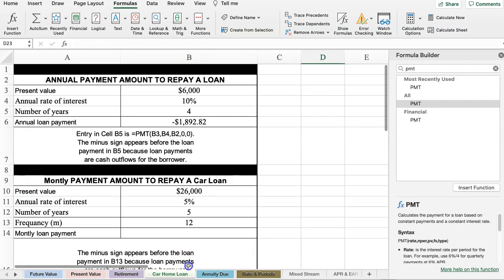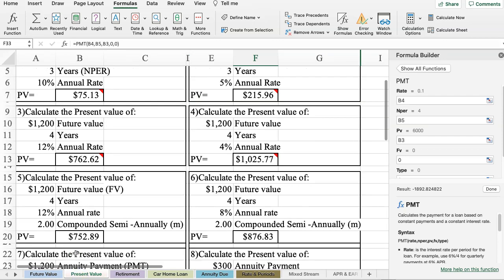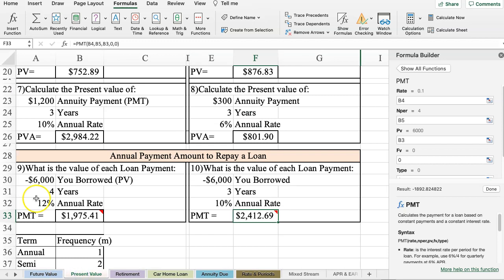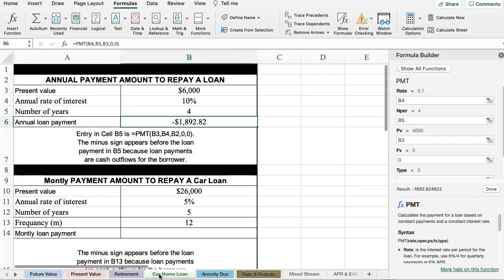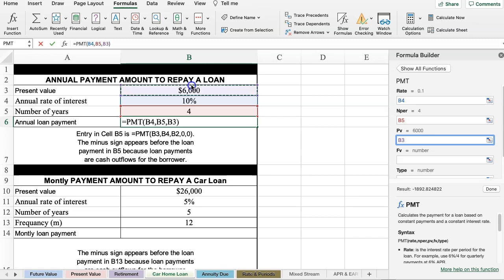Okay, so a loan. So we want to do an N per here, which we did in a problem previously on the present value. A similar problem with that 12%. Again, if we want to use the payment function, rate, N per, and then we have our present value, and I'm just going to put a negative, and then I get $1,890 would be the annual loan payment.